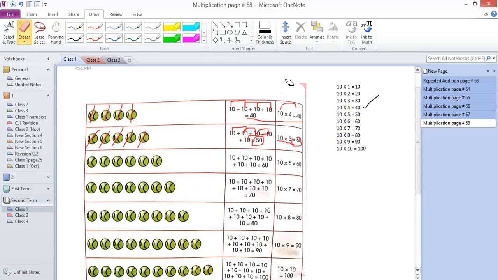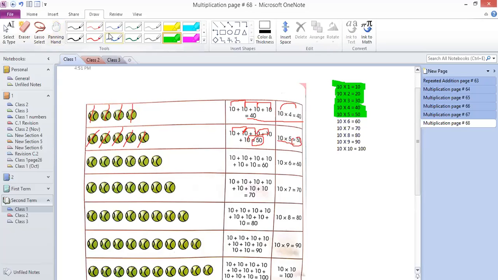So revise the table from 1 to 5, guys. 1 times 10 equals 10. 2 times 10 equals 20. 3 times 10 equals 30. 4 times 10 equals 40. And 5 times 10 equals 50. This is what we have learned. If we have 5 groups of 10, the total number of objects will be 50. If we have 4 groups of 10, the total number of objects will be 40. If we have 3 groups of 10, the total will be 30. And for 2 groups of 10s, the total number of objects is 20.